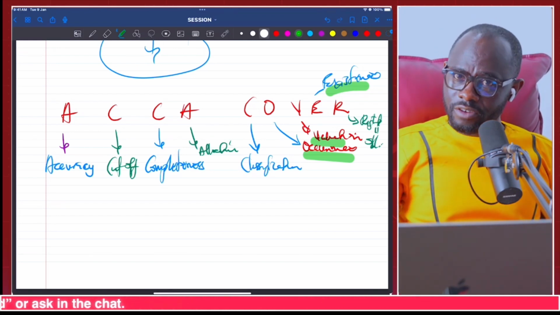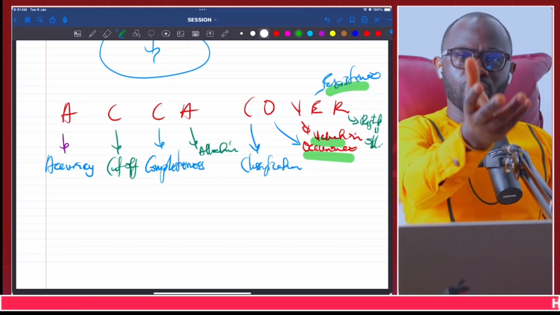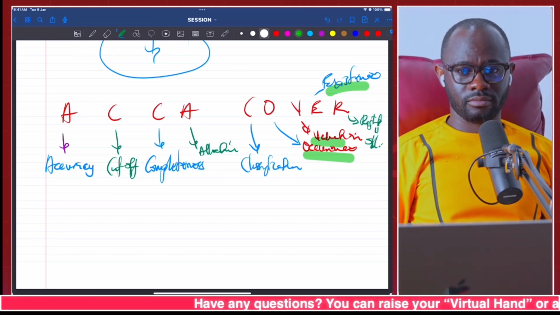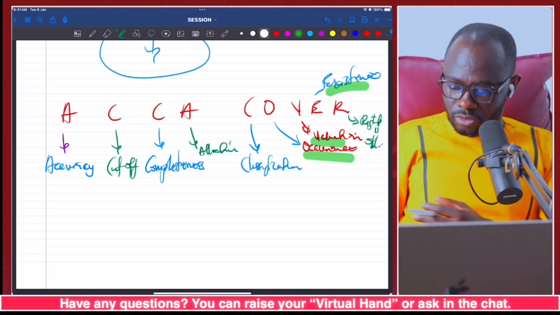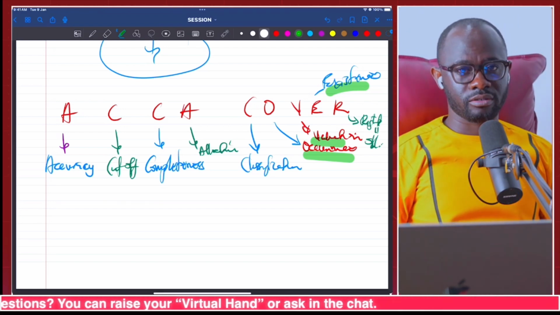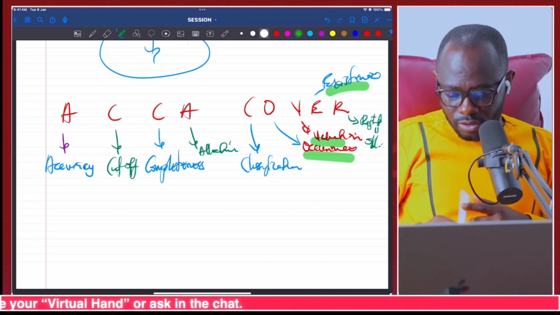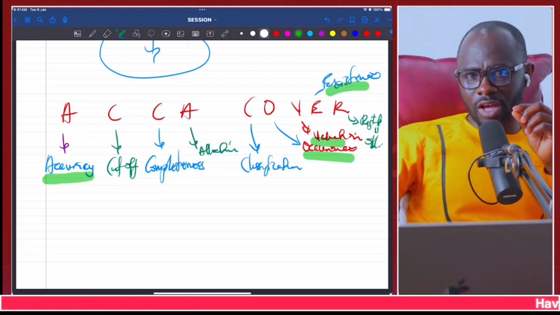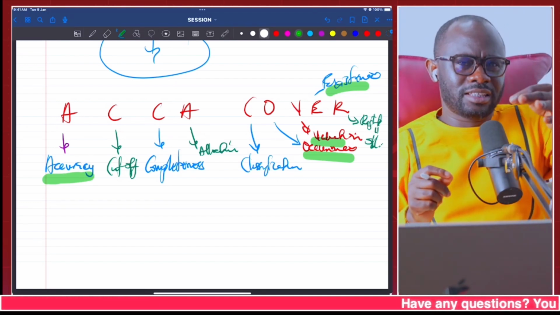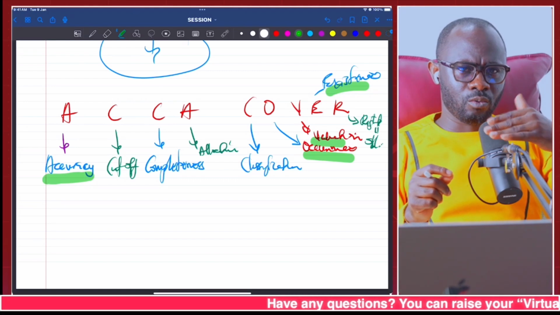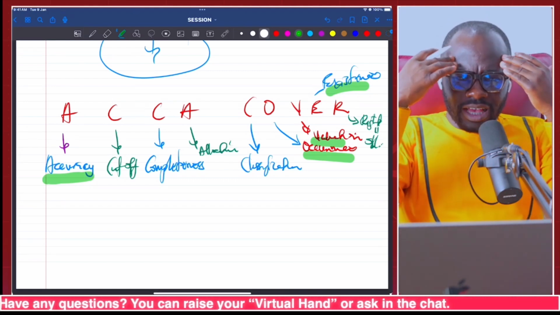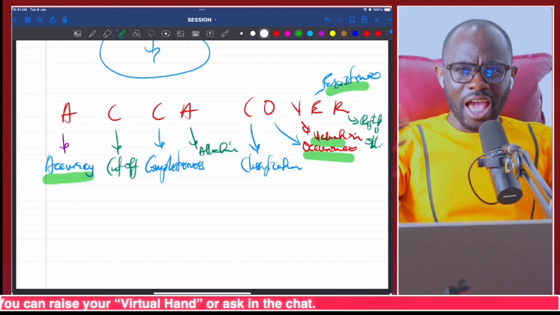Did you do any revaluation? Then we obtain from the entity the valuation report. What are we trying to do? Occurrence. What are we trying to do? Accuracy. Because in the valuation report, the valuer is going to be stating the assumptions they used whilst placing the value on the asset. So we want to check, is the assumption accurate? Can we rely on it?